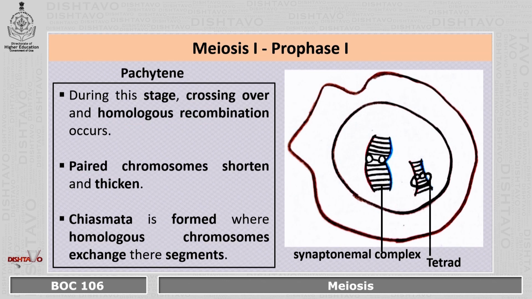Pachytene: during this stage, crossing over and homologous recombination occur. Paired chromosomes shorten and thicken. Chiasmata are formed where homologous chromosomes exchange their segments. The picture here is showing the crossing over of the homologous chromosomes. They are paired and shortened.